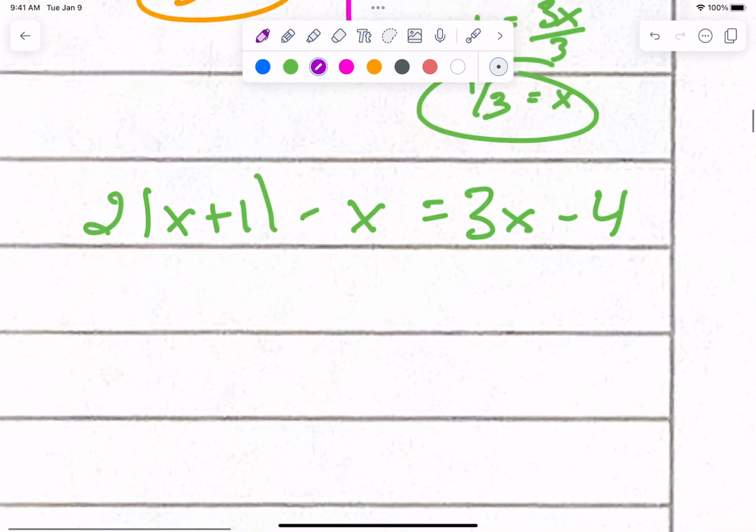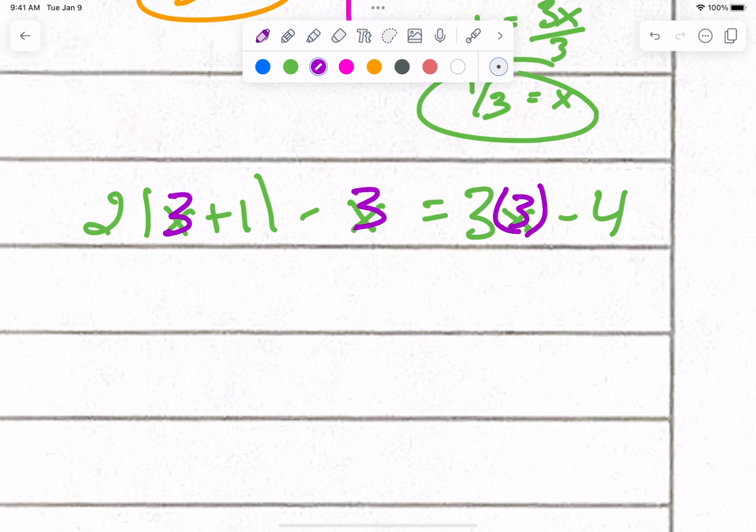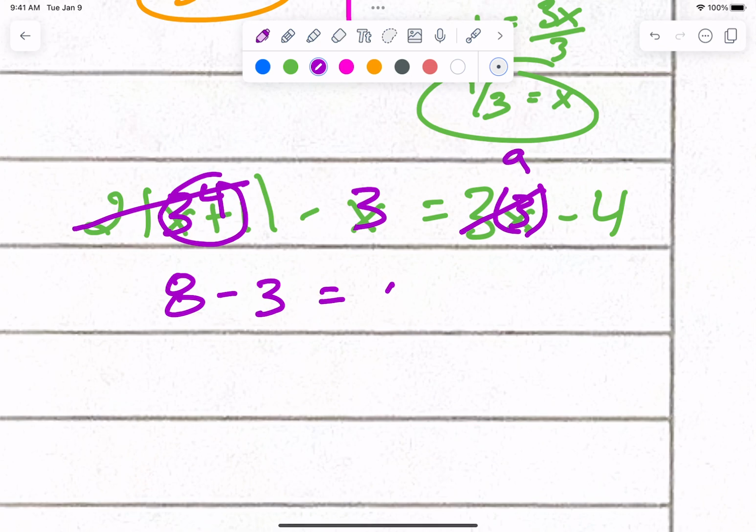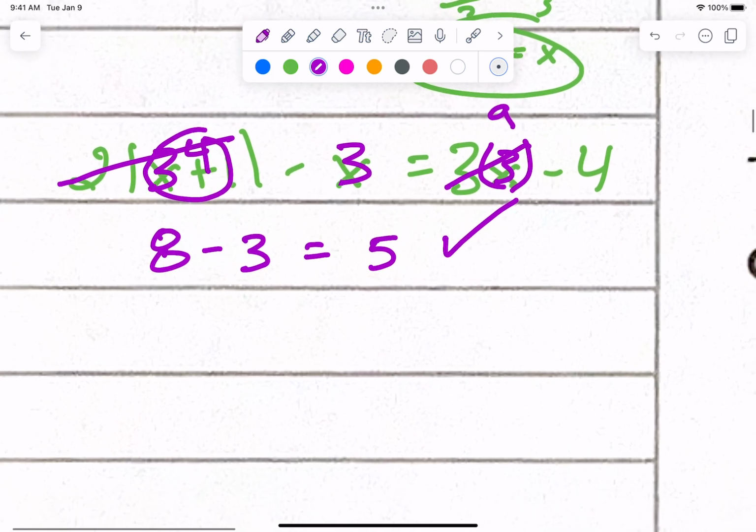Okay, so let's plug in 3 to begin with. That's one of my answers. Are you guys plugging this in? You can use their steps if you want to, but plug it in. Here we go. 3 plus 1 is 4. What's the absolute value of 4? 4. What's 2 times 4? 8 minus 3 equals 9 minus 4, which is 5. Does 8 minus 3 equal 5? Yeah. So 3 is not an extraneous solution. 3 comes out nicely. It is good to go.